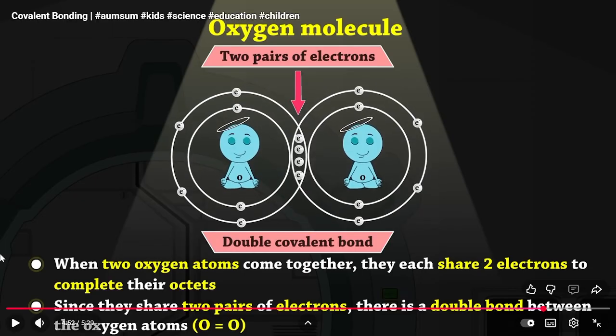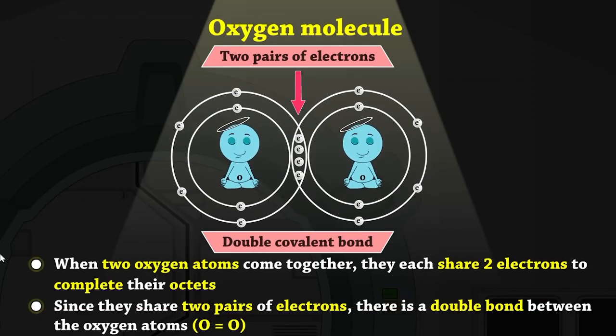Okay, so you can fill in, we have 2 pairs of electrons. And that is a double covalent bond.